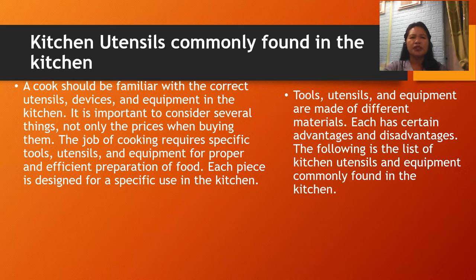Kitchen tools are kitchen utensils commonly found in the kitchen. A cook should be familiar with the correct utensils, devices, and equipment in the kitchen. It is important to consider several things, not only the price, when you buy them. The job of cooking requires specific tools, utensils, and equipment for proper and efficient preparation of food. Each piece is designed for a specific use in the kitchen. Tools, utensils, and equipment are made of different materials. Each has certain advantages and disadvantages.